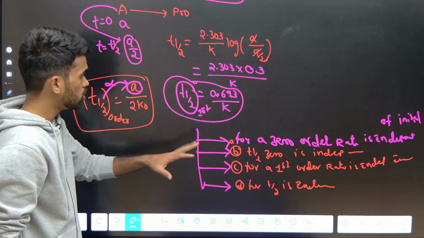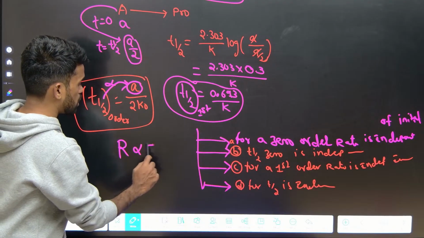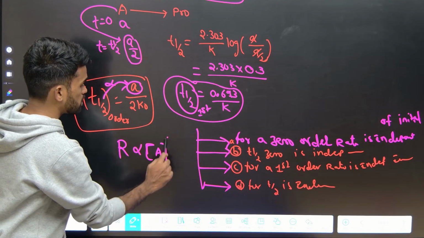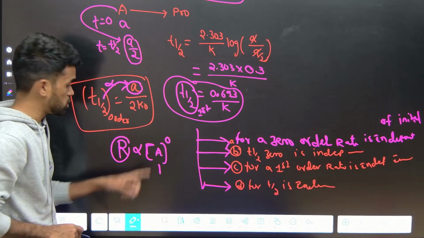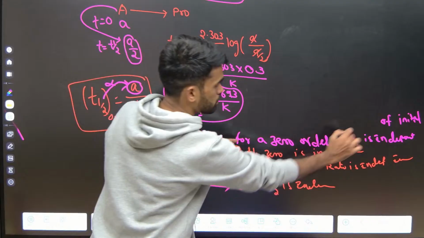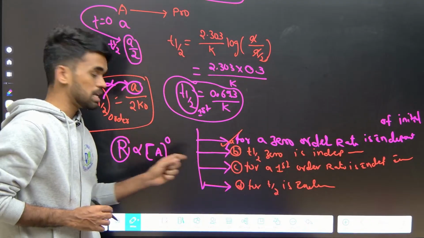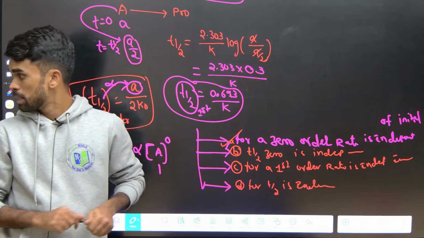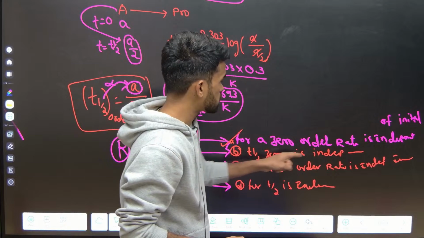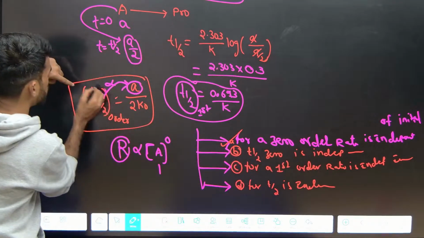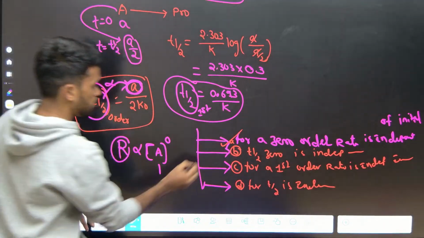See, we know for a zero order reaction, rate is independent of initial concentration because A to the power 0, something to the power 0 is 1. So rate is independent of initial concentration. So the first statement is correct. Option A is perfectly correct. You can make a multi-select type question from here, MSQ type. Second option, t half of zero order reaction is independent? No. The t half of a zero order reaction is directly proportional to initial concentration. It means this is wrong.